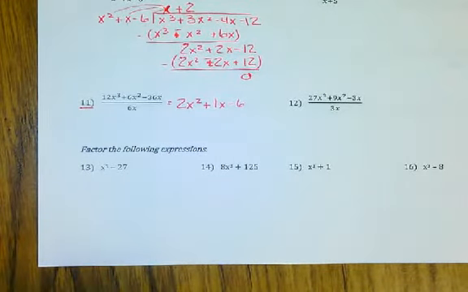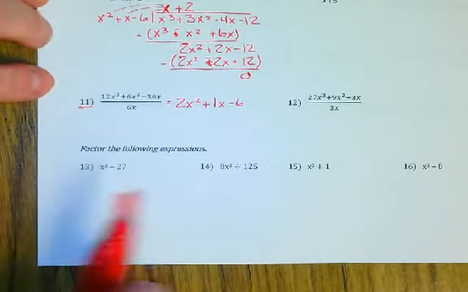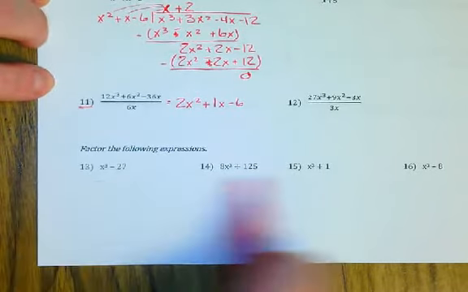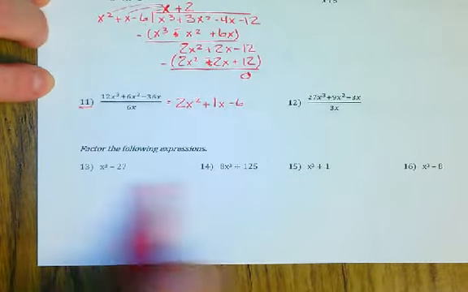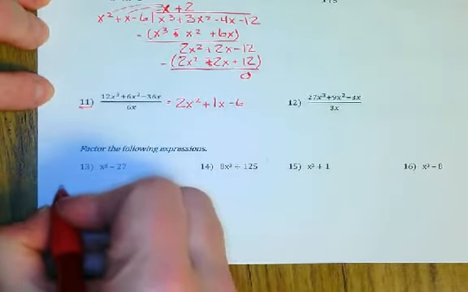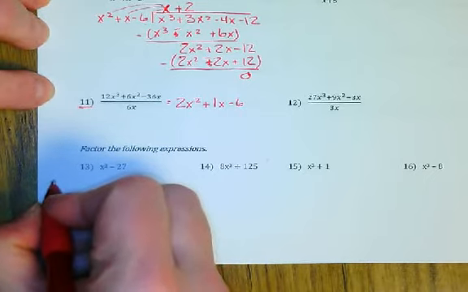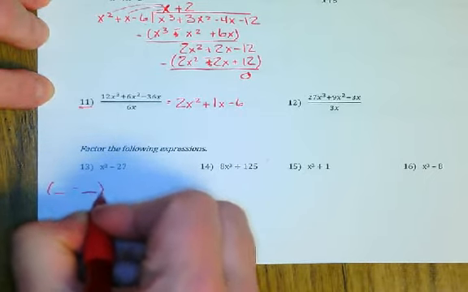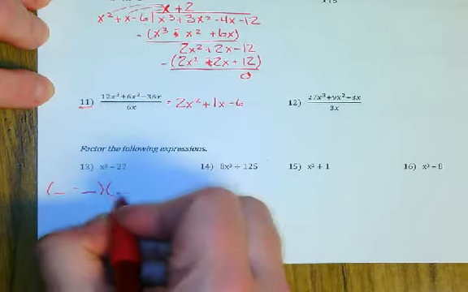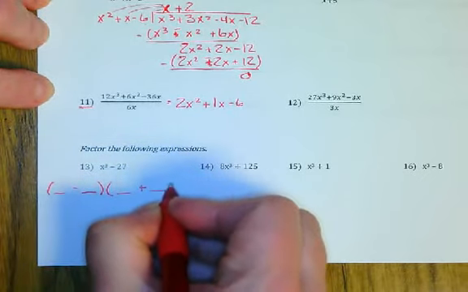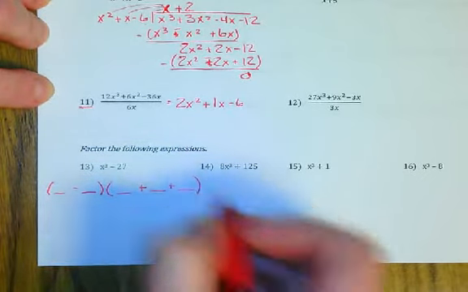So the main thing is SOAP: same, opposite, always positive. We will give you the formulas or the patterns on the test. So this one starts off with a negative, so my parentheses need to start off with a negative. And then there's my same sign, my opposite sign, and then it's always positive.